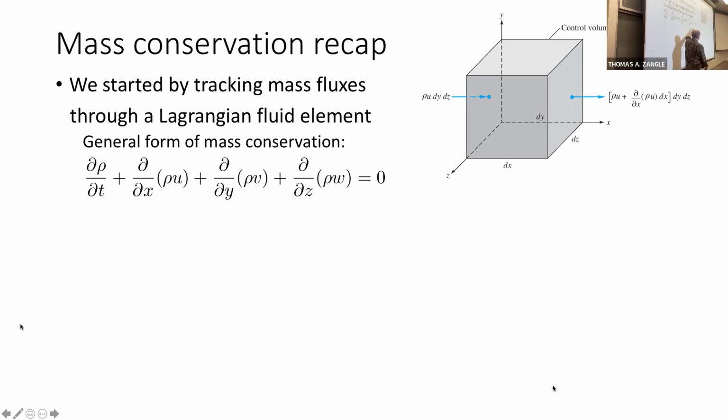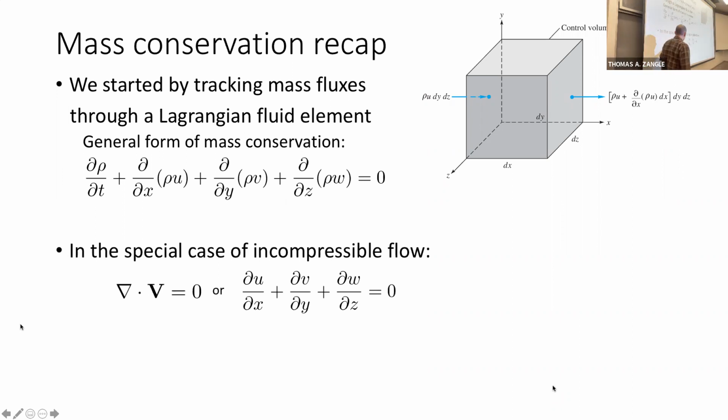Since this whole thing is equal to 0, we divide through by rho, and we're left with the incompressible flow representation of this conservation law of mass conservation. We can write it as del dot v equal to 0, or in Cartesian coordinates, du/dx plus dv/dy plus dw/dz is equal to 0. All right, that is our form of mass conservation for an incompressible fluid.